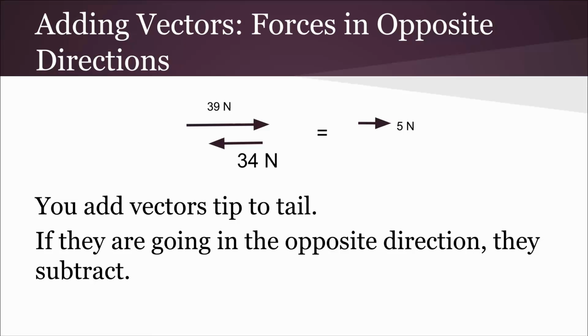We got 39 Newton force going to the right. We got 34 Newton force going to the left. We add them together. Comes out to be a 5 Newton force going to the right. This is, you're pushing on the table, I'm pushing on the table, and one of us is getting moved. Okay? One of us is pushing harder than the other.